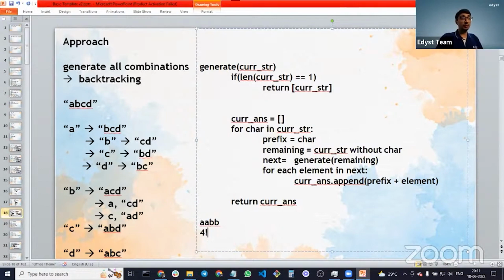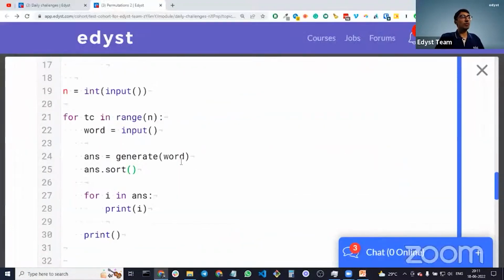Very good. 4 factorial divided by 2 factorial into 2 factorial, which is 24 divided by 4, which is equal to 6. So you're only going to get 6 unique ones. This is the formula: 4 factorial is the number of elements, and for each element that repeats, you divide by the factorial of how many times it repeats. For example, for AAAB, it would be 4 factorial divided by 3 factorial into 1 factorial, which would just be 4. You only get 4 variables here.